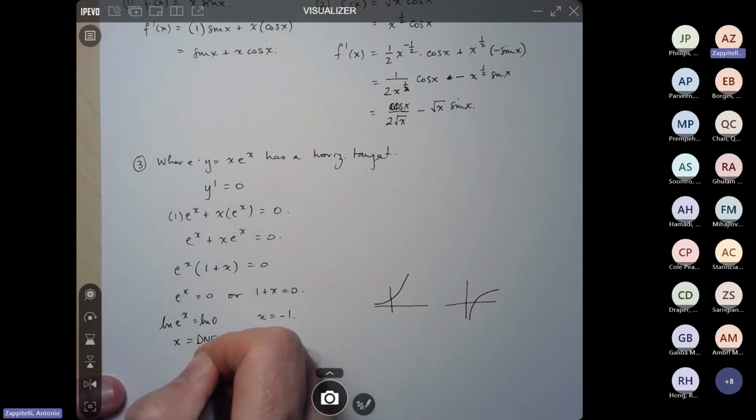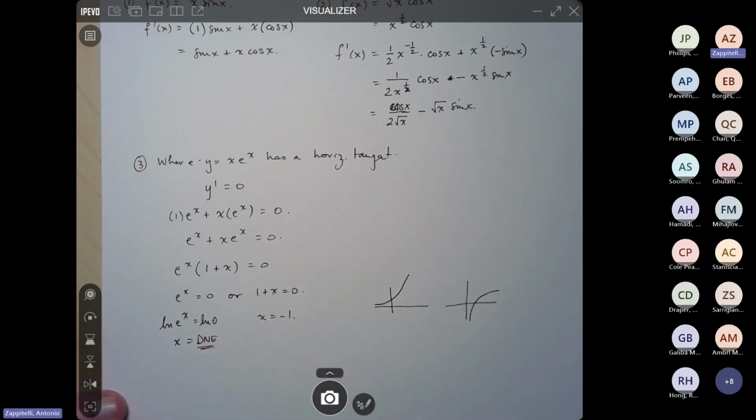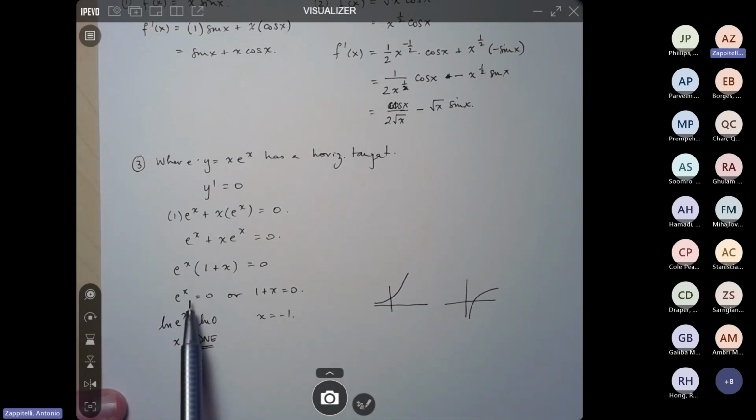We say it does not exist. It can never be true. Whether you remember what the graph of e to the x looks like and realize that it's always positive, never equal to 0, or you try to solve by using logarithms, you end up having to take the natural logarithm of 0, which doesn't exist.